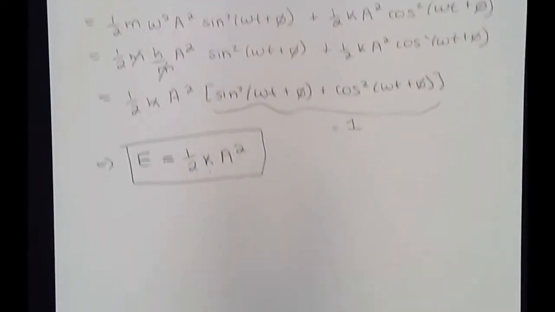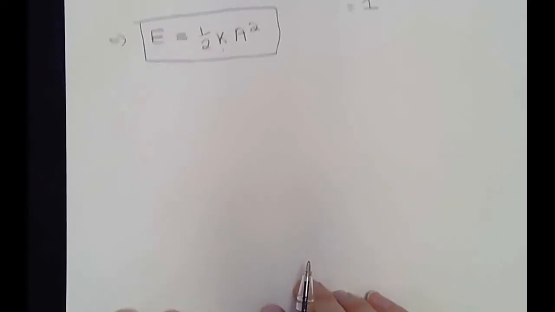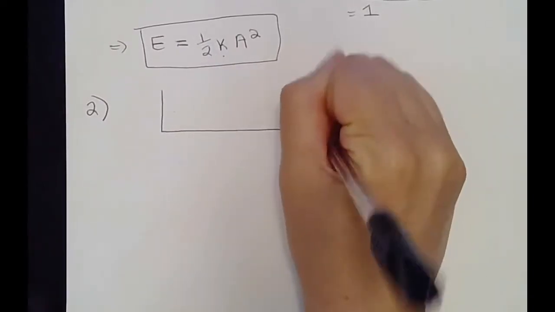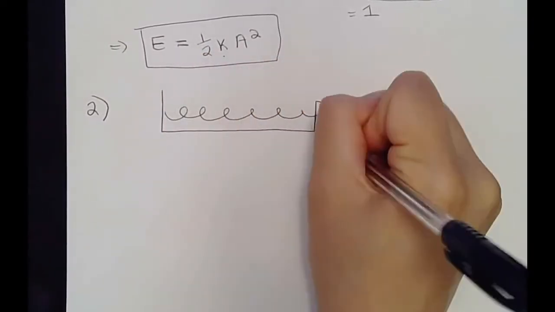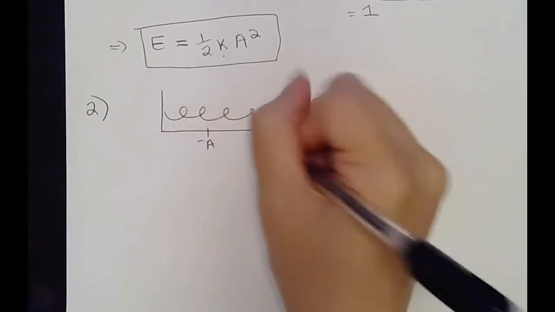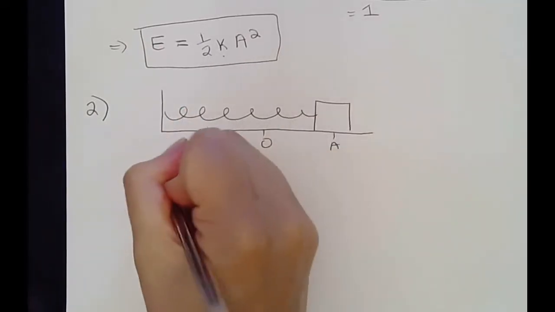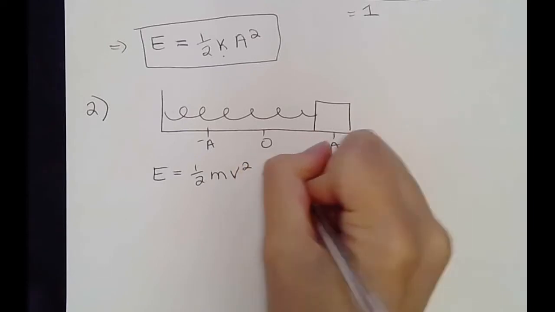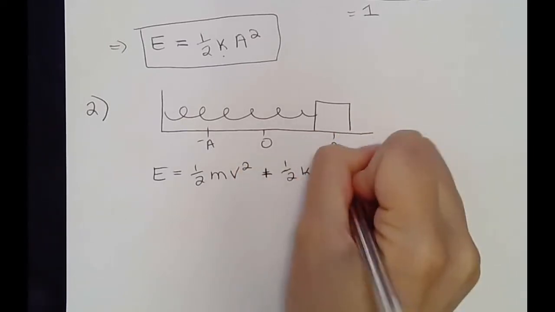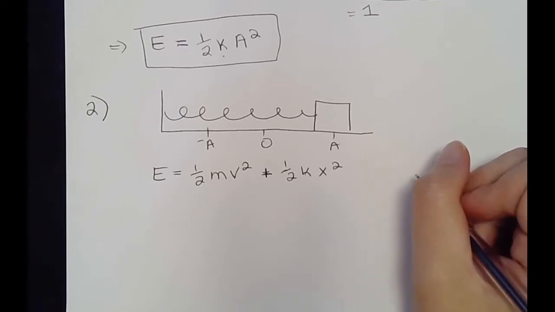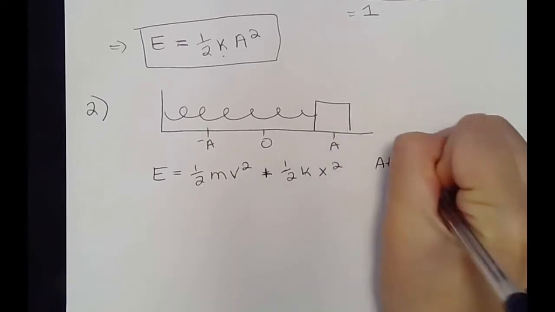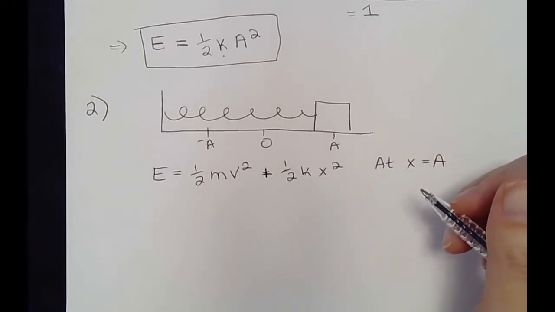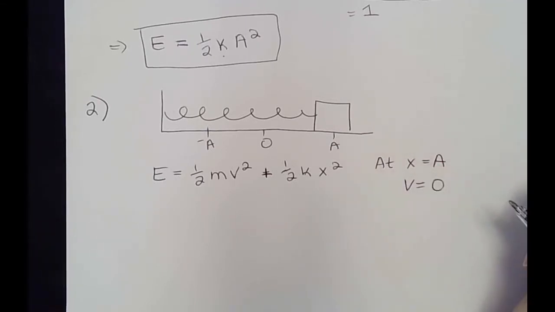Okay, now I'm going to show you how to prove this a second way. Method 2, here's our mass on the spring. Okay, so we know the total energy is 1/2 mv squared plus 1/2 kx squared. And let's consider the turning points. Let's consider x equals a, where I've drawn it here. At that point, we have x equals a, and then we have v equals 0 because it's a turning point.